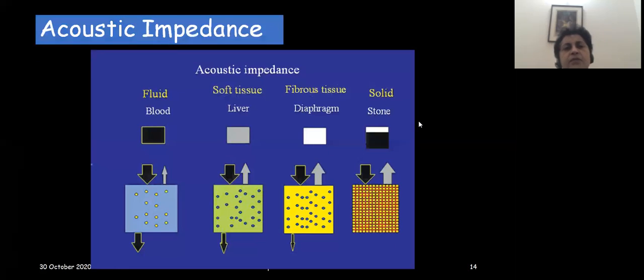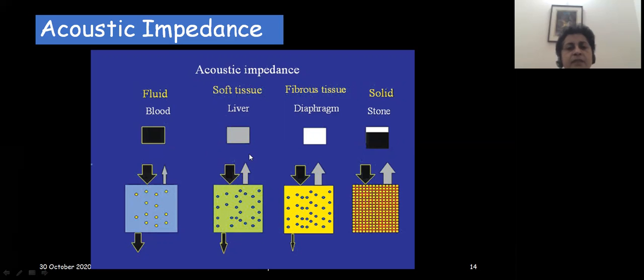Now, what is acoustic impedance? Impedance is the resistance that a tissue offers for the sound beam to travel through it. Now, the image that you can see on the left is blood. So when an ultrasound beam goes into a blood vessel, a lot of it is transmitted and attenuated. There is a very poor reflection, so the image is seen as black.